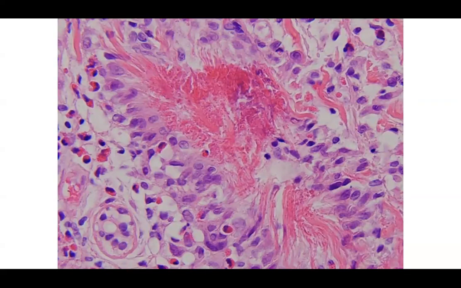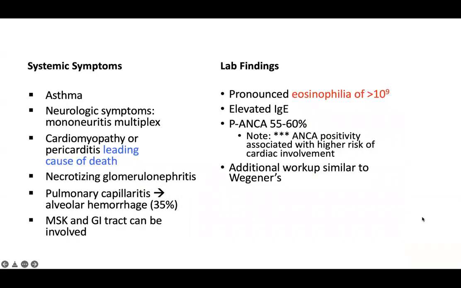And so just more examples of the vasculitis with abundant eosinophils. Systemic symptoms, as we mentioned, asthma is a big one, but neurologic symptoms, including mononeuritis multiplex. Unfortunately, cardiomyopathy and pericarditis, which can lead to death, necrotizing glomerulonephritis, pulmonary capillaritis leading to alveolar hemorrhage, musculoskeletal involvement, and GI tract involvement can occur.